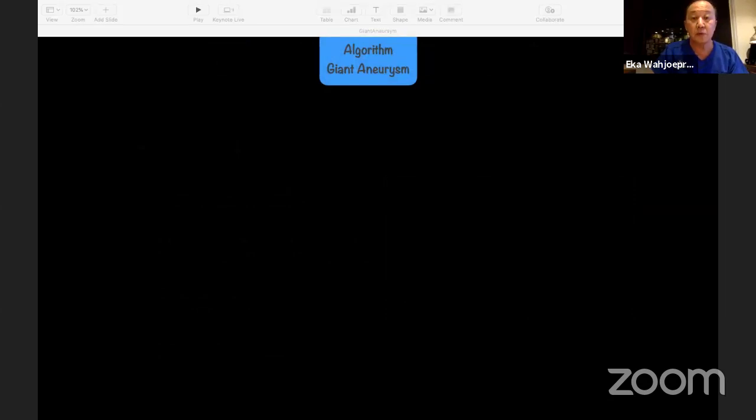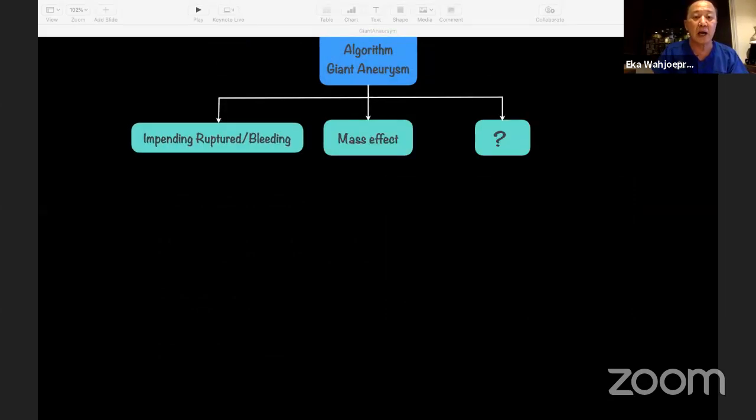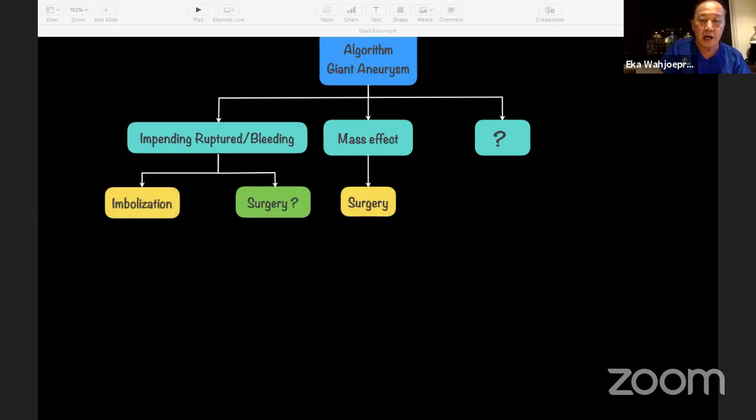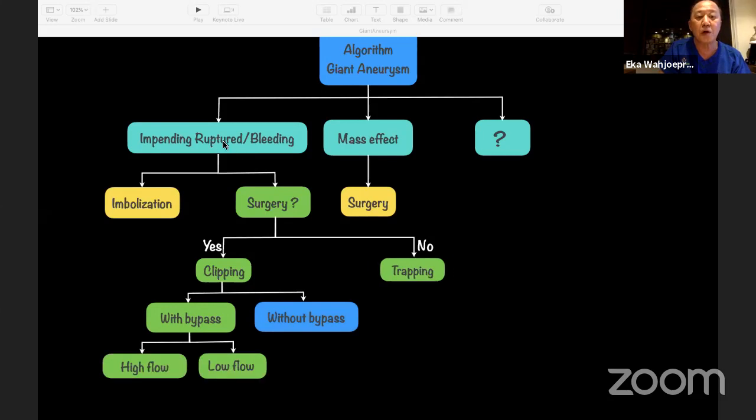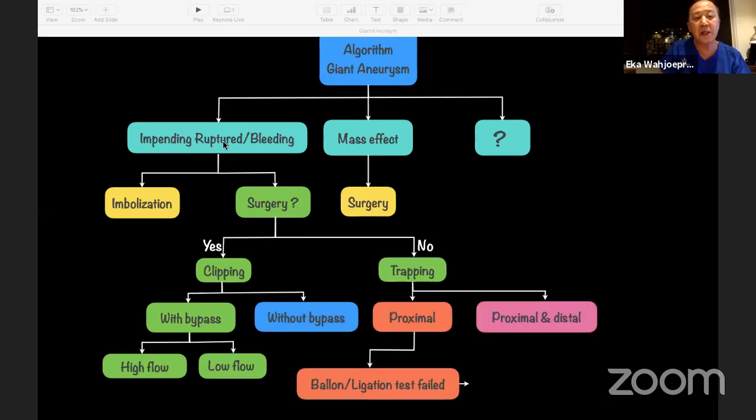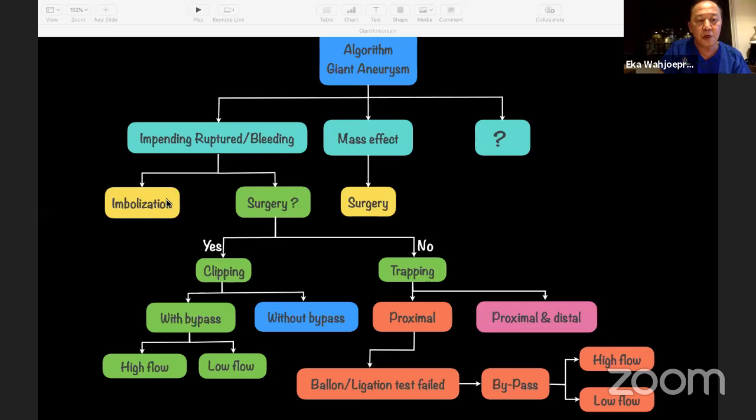I tried to draw an algorithm about giant aneurysm. So with a giant aneurysm, the patient comes to us with impending rupture or bleeding. And what needs to be done? The option is embolization or surgery. And surgery may be clipping, may be trapping, with or without bypass. And sometimes the patient comes to us with a mass effect. If the patient comes with a mass effect, the answer is surgery. Again, I will show you the case later.